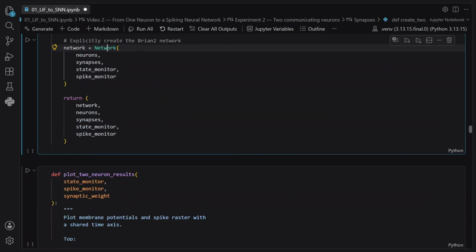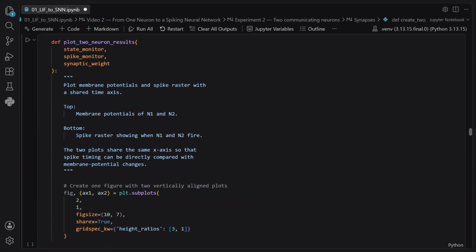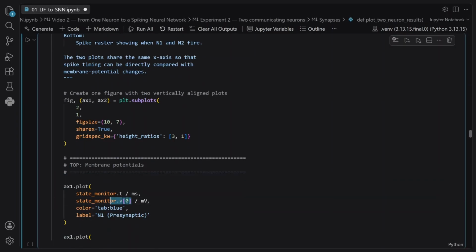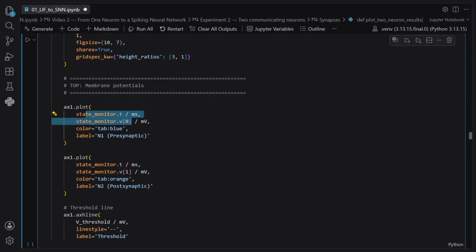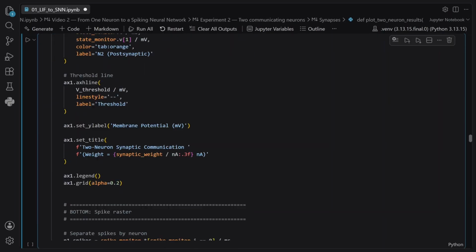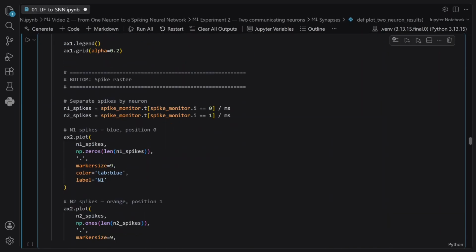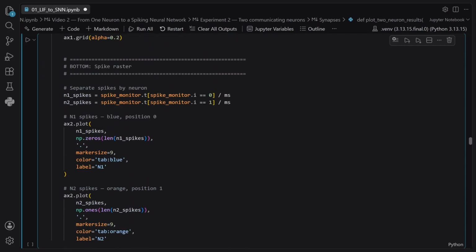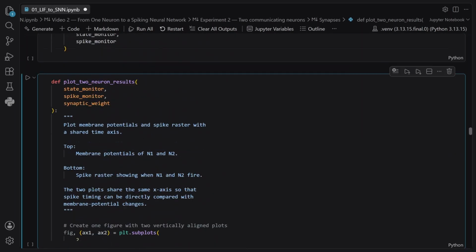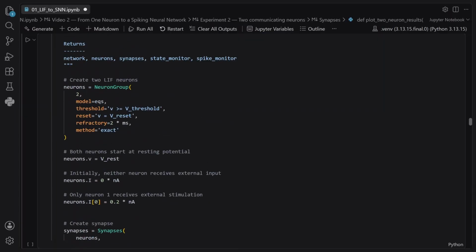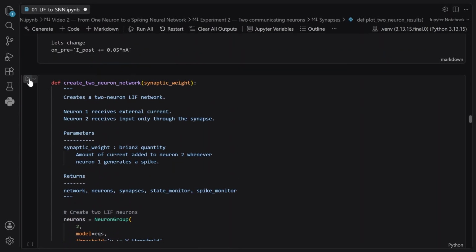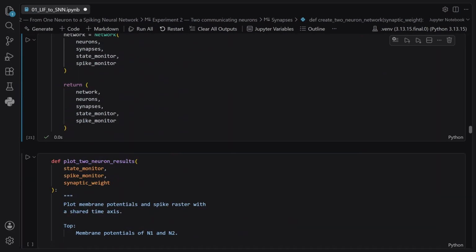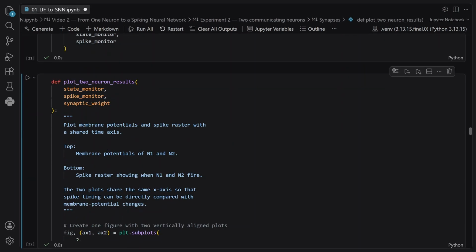We have another function that plots both, I think. Yep, the membrane potential and the raster plot. The raster plot would have spikes. So let's see what happens when I change these weights. So define this function, define the plotting function.